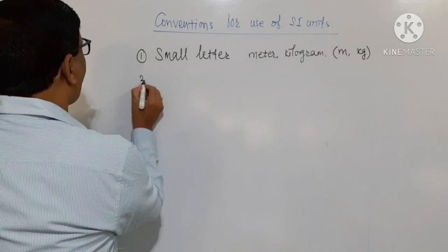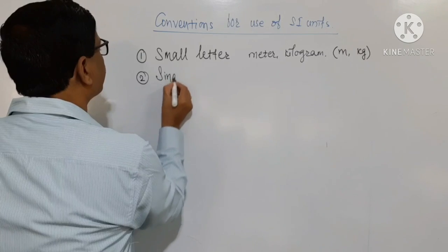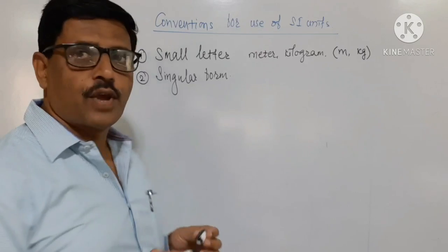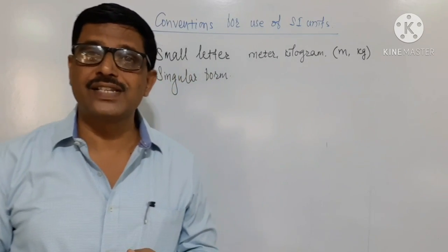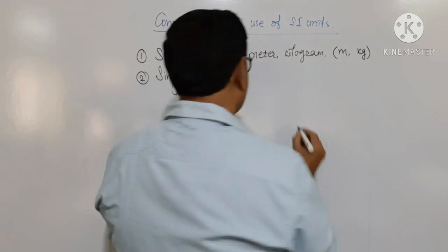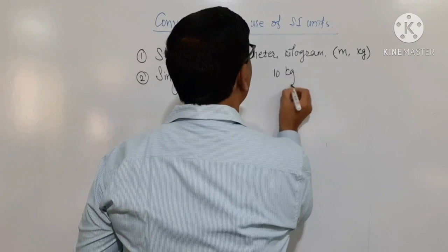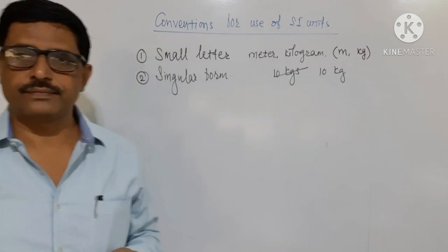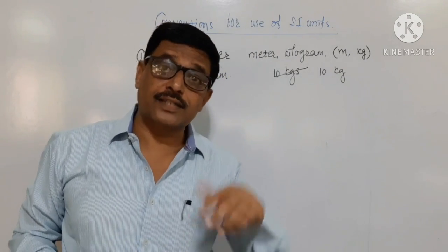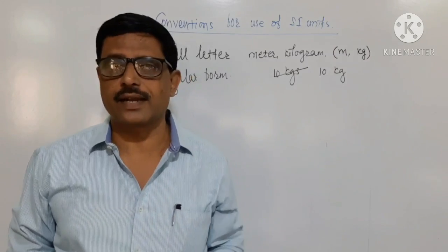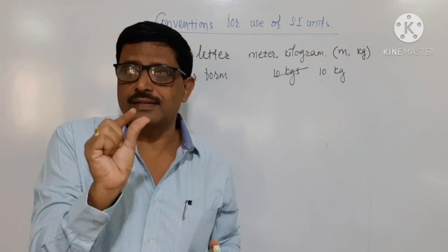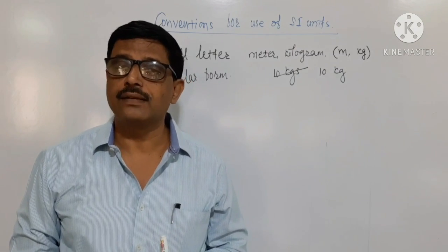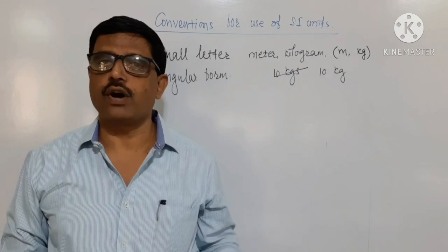The second convention: the unit should always be in singular form. 10 kilograms is not correct. What we need is to write 10 kilogram. 100 meters is not correct. 100 meter is correct, because a unit is a single thing. It should always be in singular form. It should not be in plural form.